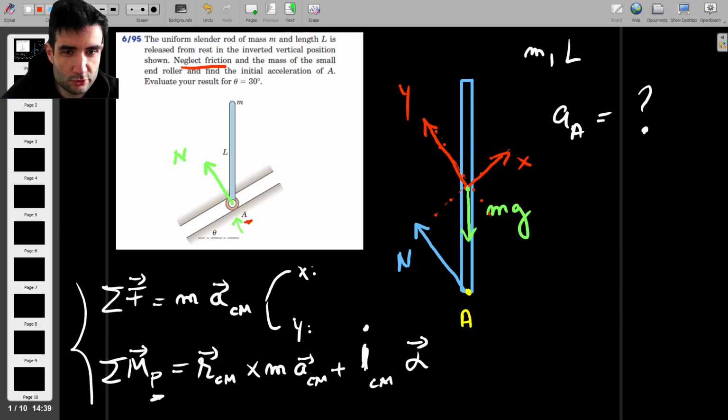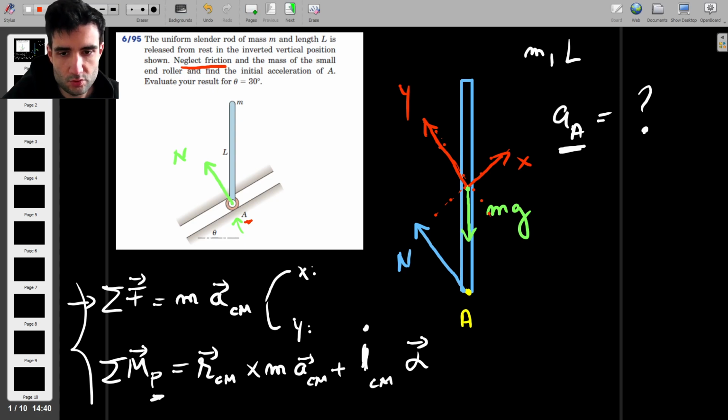So x is going to be along the channel and y is going to be perpendicular to the channel, right? The reason for that is because, again, you can do any orientation you want, but essentially the acceleration of point A is purely going to be in the x direction if I write it like this, which later on, as you'll see, will make calculations slightly easier. But for now, let's deal with this.